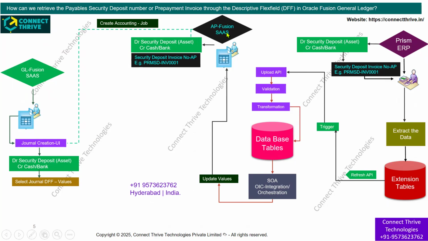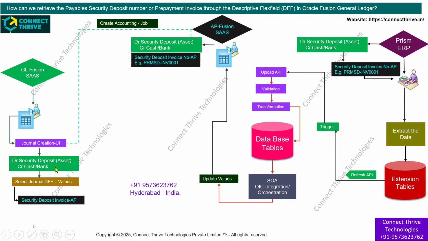Usually, once we run the accounting, the invoice we created automatically goes to the GL. But what I am highlighting is, once we run create accounting, it will go to GL, but I want to capture this security deposit, that prepayment invoice number, separately at my GL header level. So I want to see that.